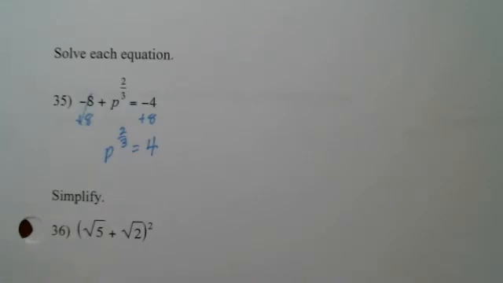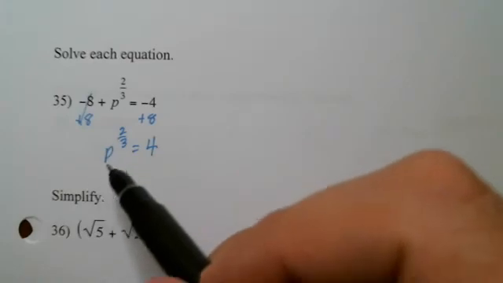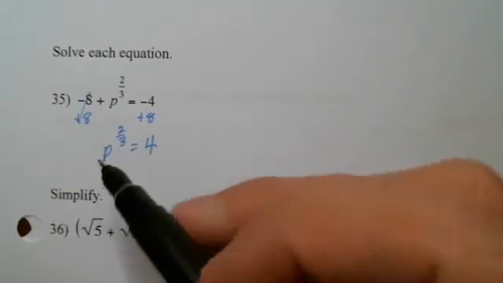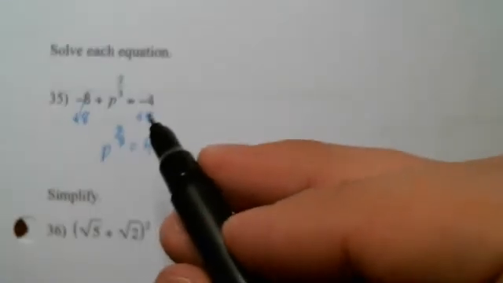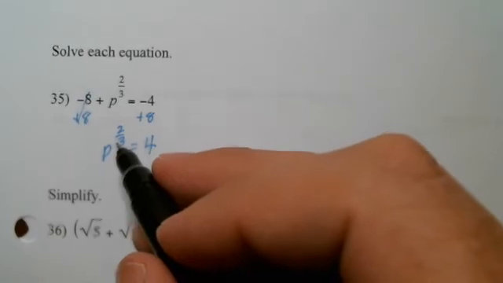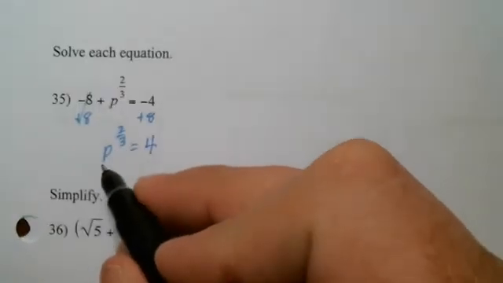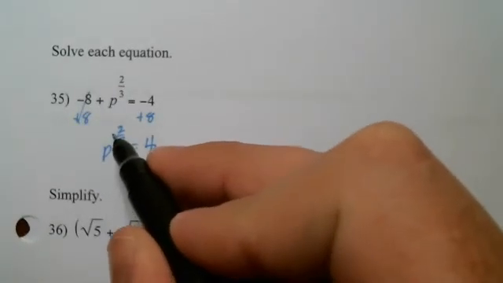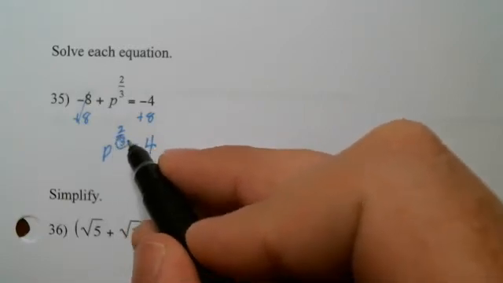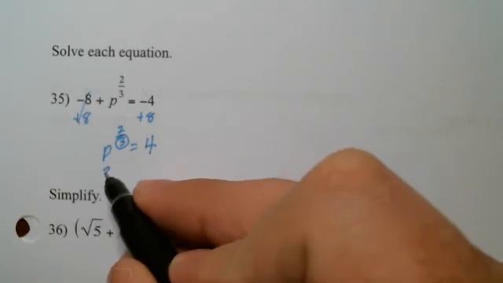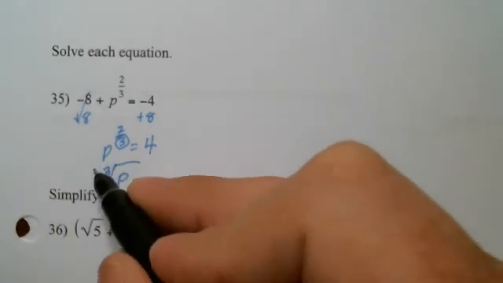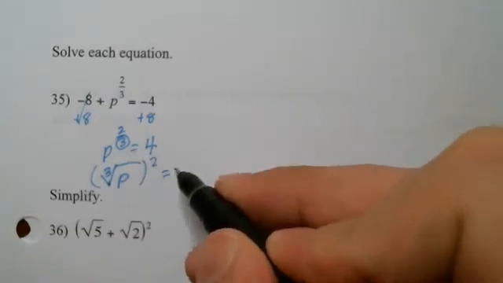Then this is in exponential form right now. I want to take it to radical form. So what is p raised to the 2/3 power in radical form? Square root p, multiply the whole thing by the exponent 3. Go the opposite way. The 3 is your index. The cube root of p, and then squared equals 4.